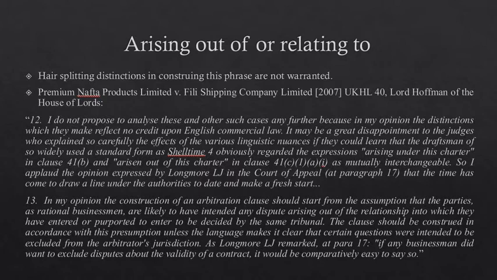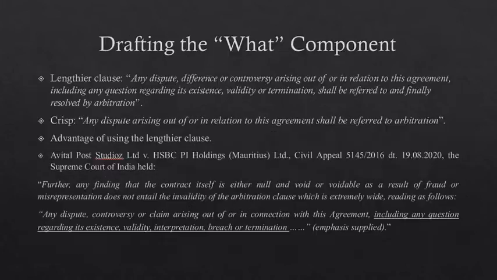As Longmore LJ remarked at para 17, if any businessman did want to exclude disputes about the validity of a contract, it would be comparatively easy to say so. Therefore, using the term dispute and the phrase arising out of or in relation to would suffice. The remaining phrases in the UNCITRAL and the SIAC model clauses are used only as a matter of abundant caution, and not all jurisdictions may agree to enforce these clauses using a liberal approach.